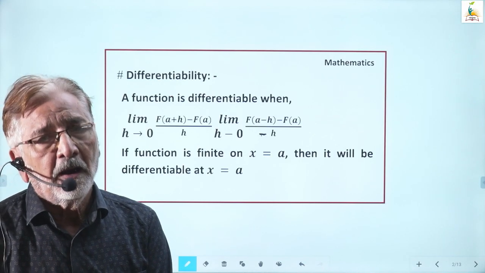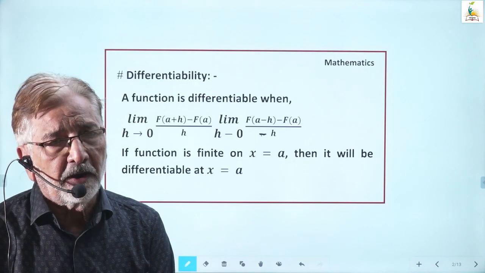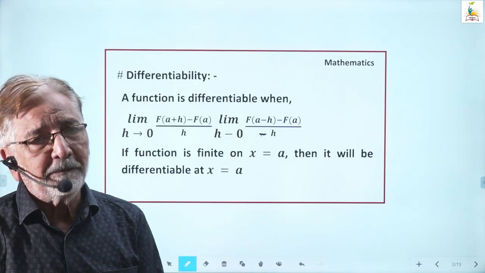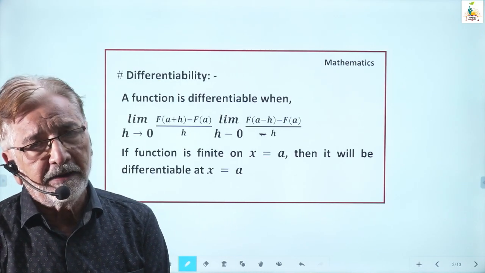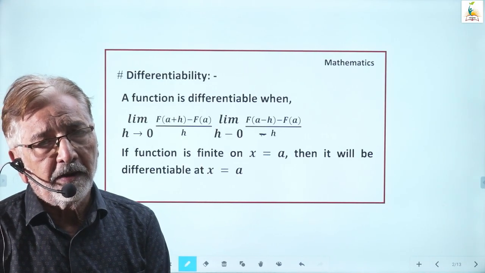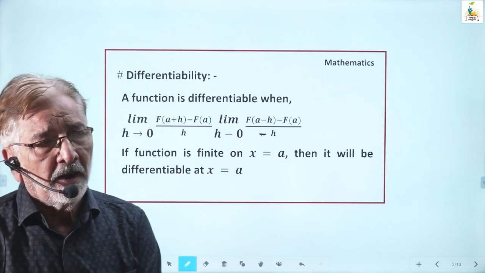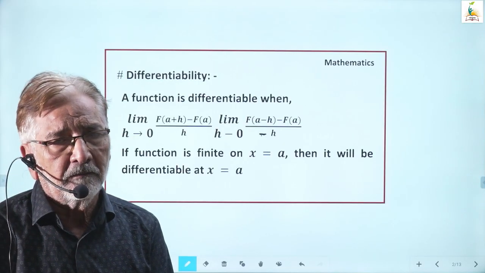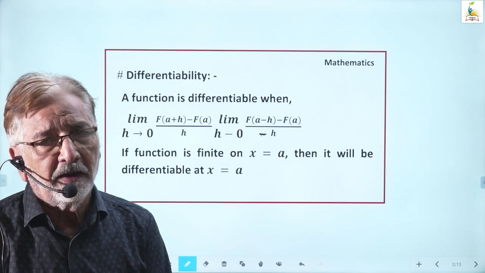First point, I am repeating it again. If a function is a step function and it is defined in different ways in left and right of a, then you differentiate in left and right. If both differentiations are equal, the function will be differentiable, otherwise not. Second thing, polynomials are continuous and differentiable everywhere.